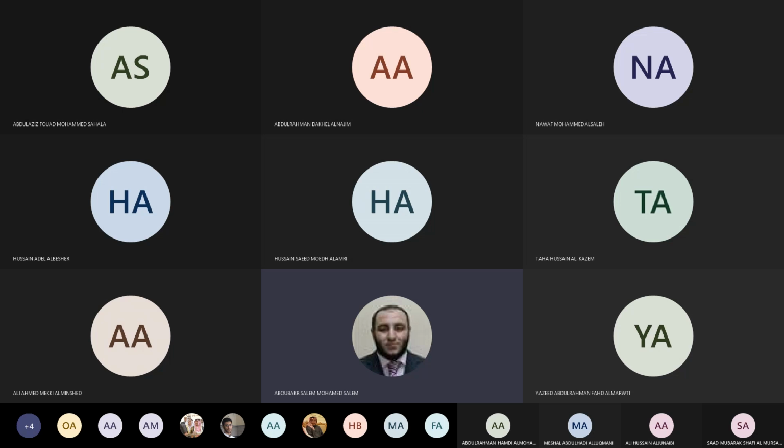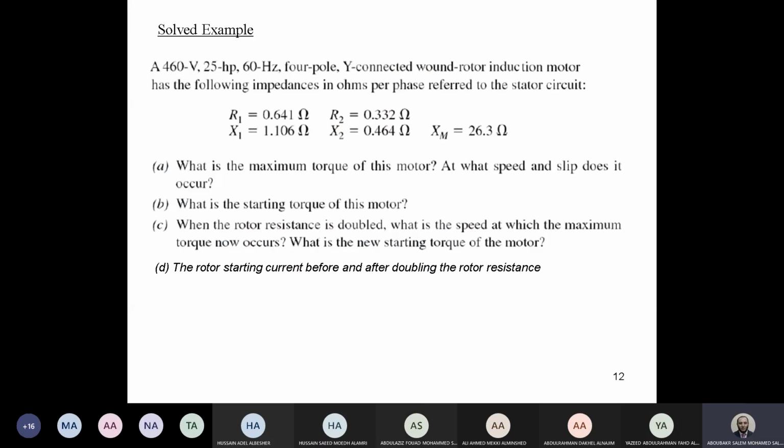This is a solved example. It's stated here: 460 volt, 25 horsepower. So what is the 460 volt? Line voltage. Exactly, this is the line-to-line voltage. So if we would like to get V phase, because as you can see here it's star connected, we can say V phase equals 460 over root 3.